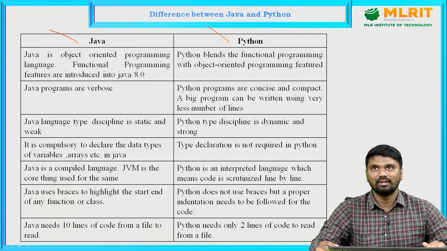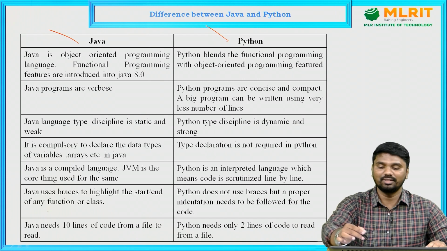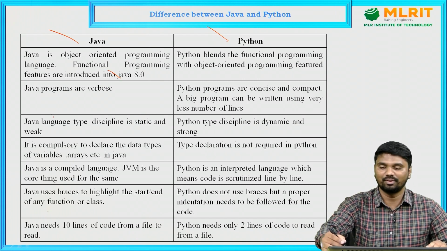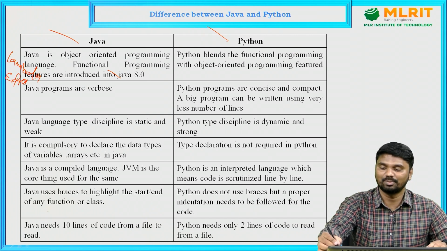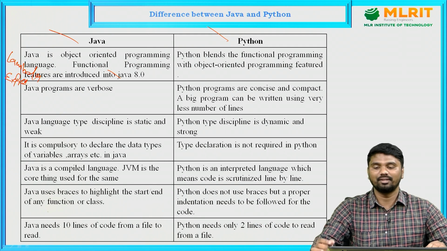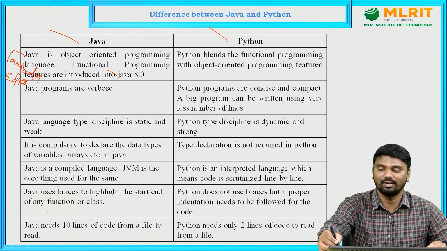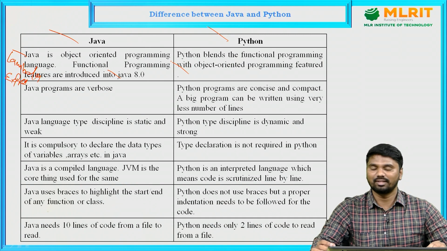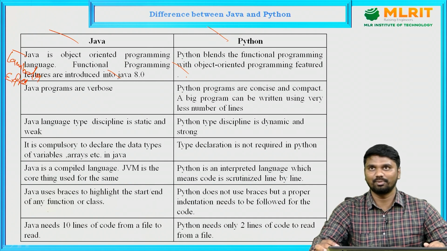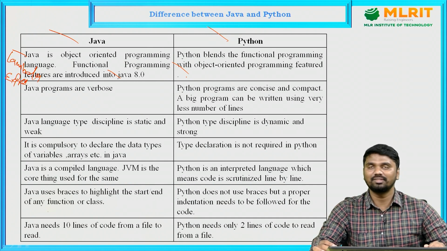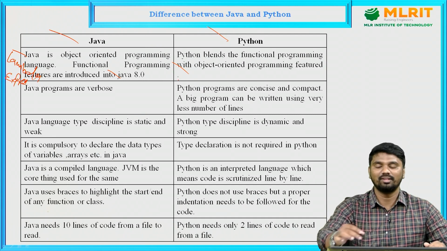But in Java, functional programming features were introduced in Java 8 by using lambda expressions. Lambda expressions are useful to implement the functional programming that was introduced in Java. But in Python, from its first release, it blends functional programming features with object oriented programming. That's why Python combines functional programming with object oriented programming features. So those are the differences between Java and Python.